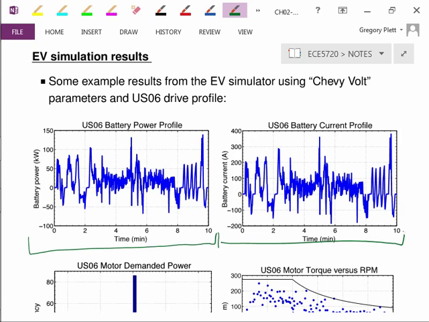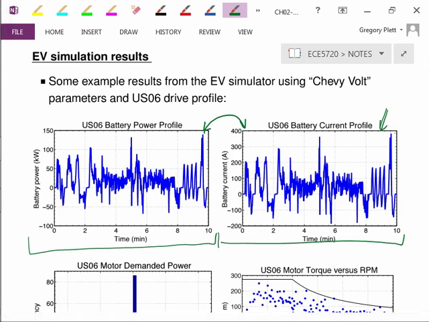Now we've made the assumption in the simulation that the battery pack voltage was constant, and it is not. But because we made that assumption, these are simply related to each other by that constant factor of power equals voltage times current. If you had a more exact battery model in the simulation, you would see variations that would make this current versus time different.